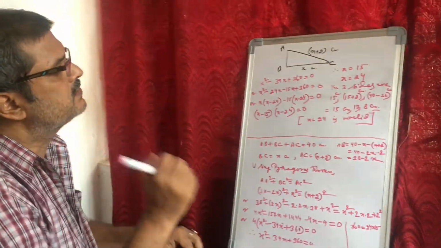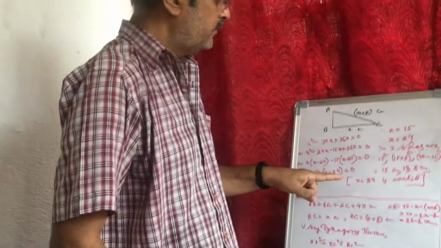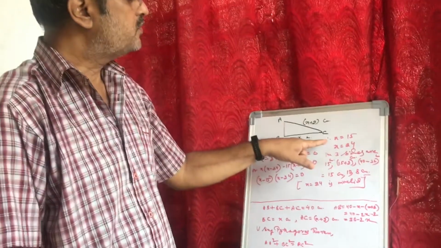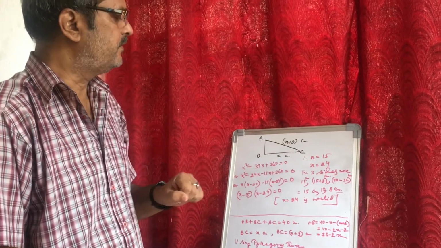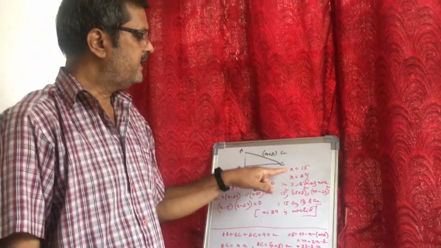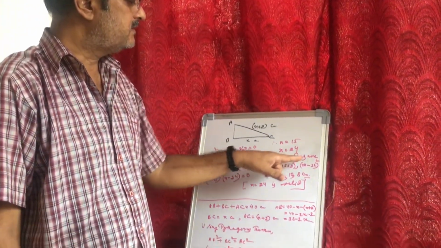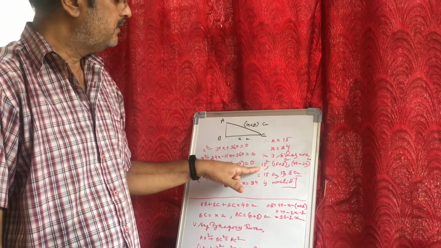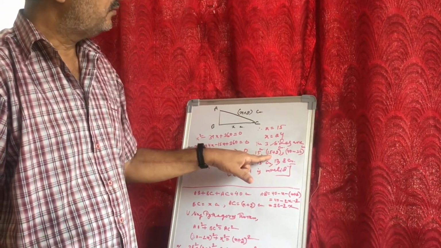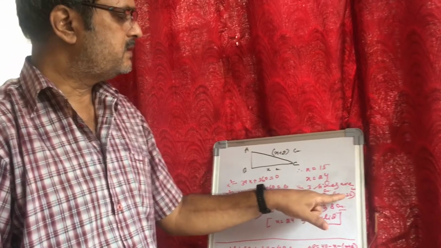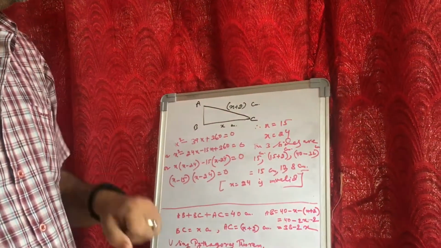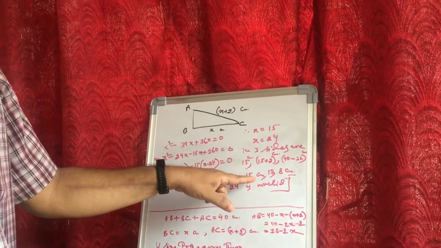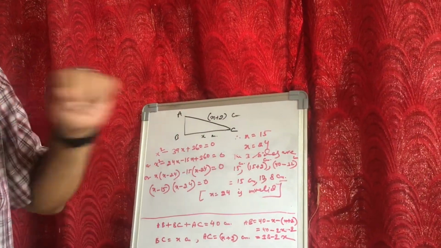This is the process to solve it. Now see, the two roots of these quadratic equations are 15 and 24. So if I take x is equal to 15, then the three sides will be 15, 15 plus 2, and 40 minus 15 minus 15 minus 2, that is 8. So the three sides will be 15 centimeter, 17 centimeter and 8 centimeter.